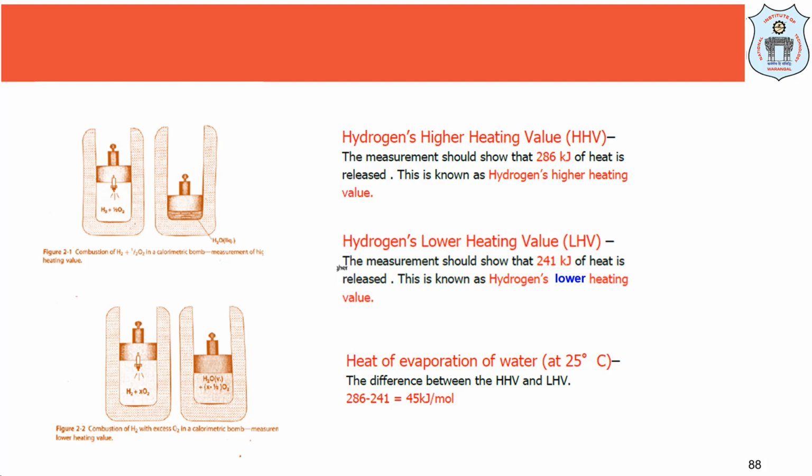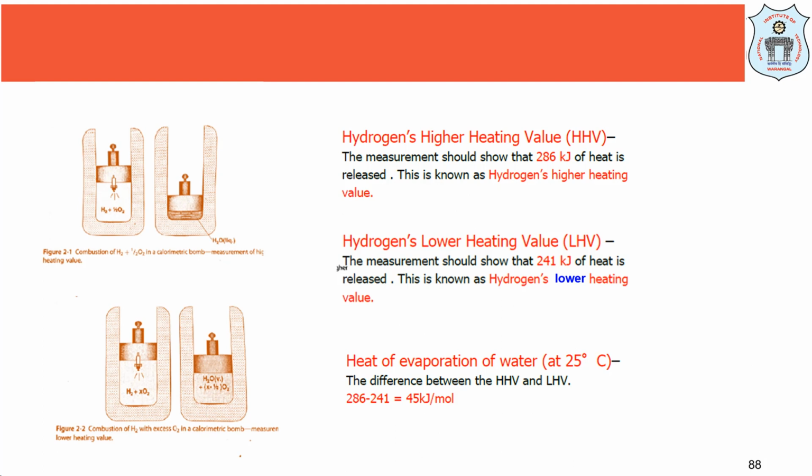So this is known as hydrogen's lower heating value. The difference between the two values is the heat of evaporation of water. The difference between the HHV, that is hydrogen's higher heating value, minus the LHV, lower heating value, is 286 kilojoules. When we are doing higher heating value, that is without excess oxygen, we get 286 kilojoules of heat released.